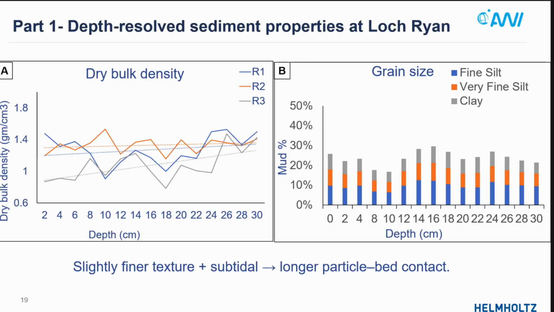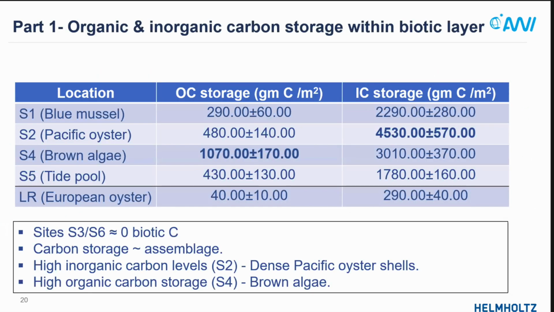Now coming to the next part, we calculated how much organic and inorganic carbon is stored within the biotic layer. So for that we calculated how much organic carbon is stored via their tissue formation, and how much inorganic carbon is stored within their cells. So again, S3 and S6 didn't have any biotic carbon presence on the top layer.